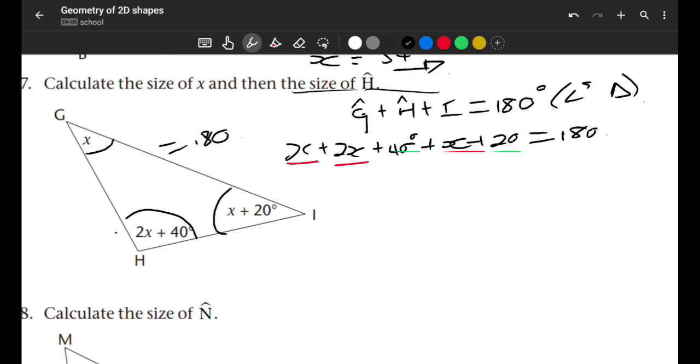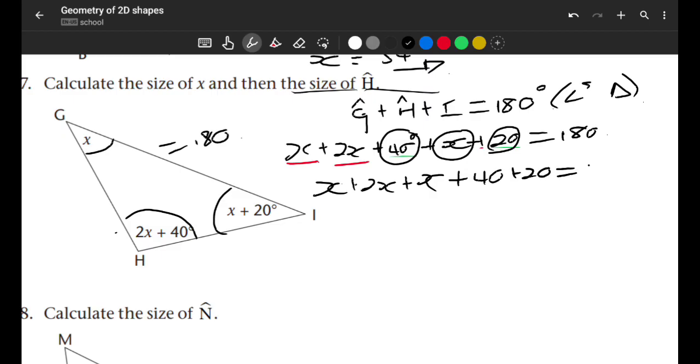So that would look like x plus 2x plus this x here plus x. Then you come back and group your numbers, plus 40 plus 20 equals 180. You see that? So now you simplify this part separately and this part separately. So you say x plus 2x plus x. Remember, it's an invisible one there and an invisible one there. So we're going to have 4x there. And then plus 40 plus 20 is 60, equals 180.